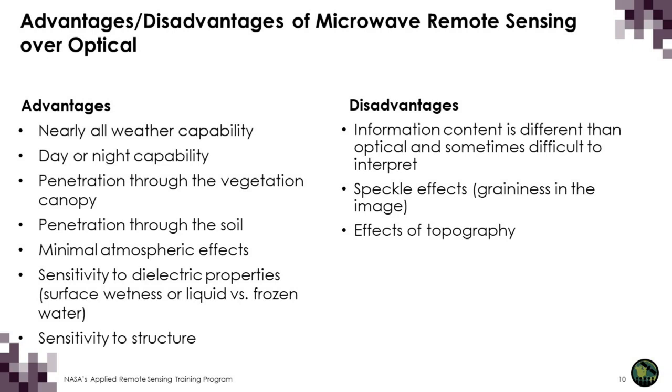That means surface wetness, or the liquid versus frozen state of the land surface. The disadvantages are that the information content in radar images is different than optical, and sometimes it's difficult to interpret. Also, you have to account for the effects of topography on radar images, as well as the effects of speckle, which is that graininess in the images.